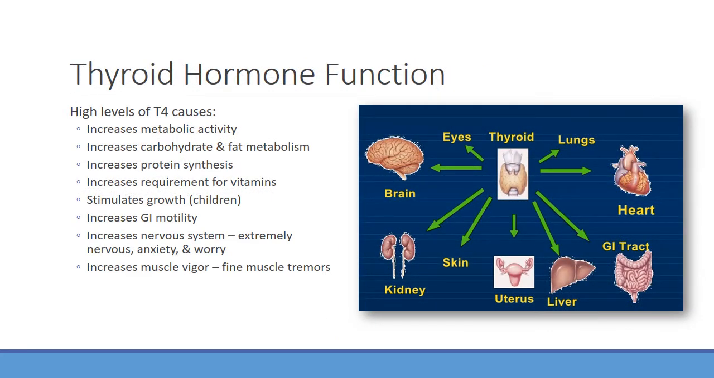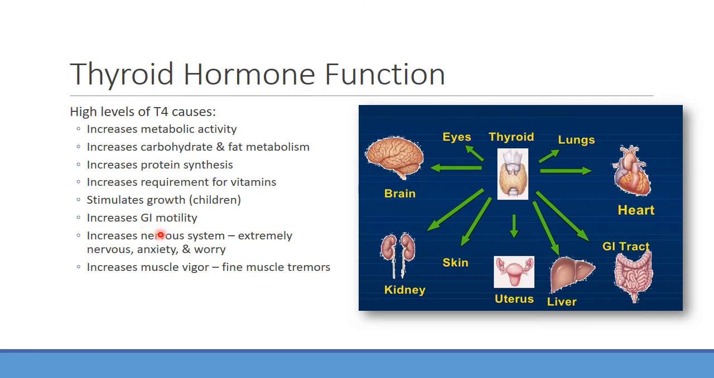So some of the things we can see with high levels of T4, right? If we have hyperthyroidism, we're expected to see things like increased metabolic activity. What does your weight normally do if you're hyperthyroid? Yeah, it typically goes down because your metabolic rate's up. You're going to be metabolizing more carbohydrates and fats, and you're going to have increased protein synthesis, all kinds of good stuff. Stimulates growth in children, so it's important to make sure we have good stimulation there.